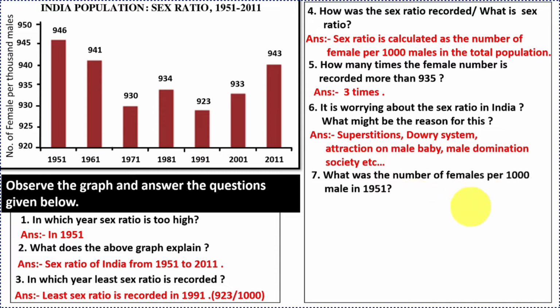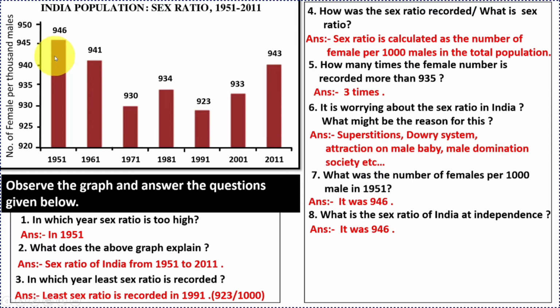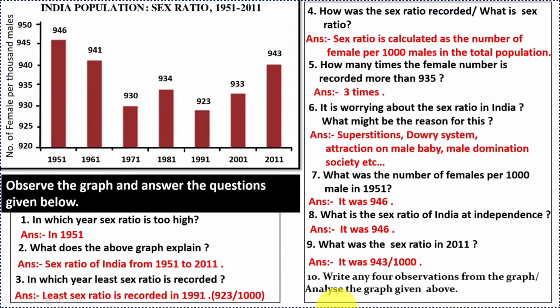What was the number of females per 1000 males in 1951? It was 946. What is the sex ratio of India at independence? That means by the time of 1947, it was 946. What was the sex ratio in 2011? It was 943 per 1000 males.